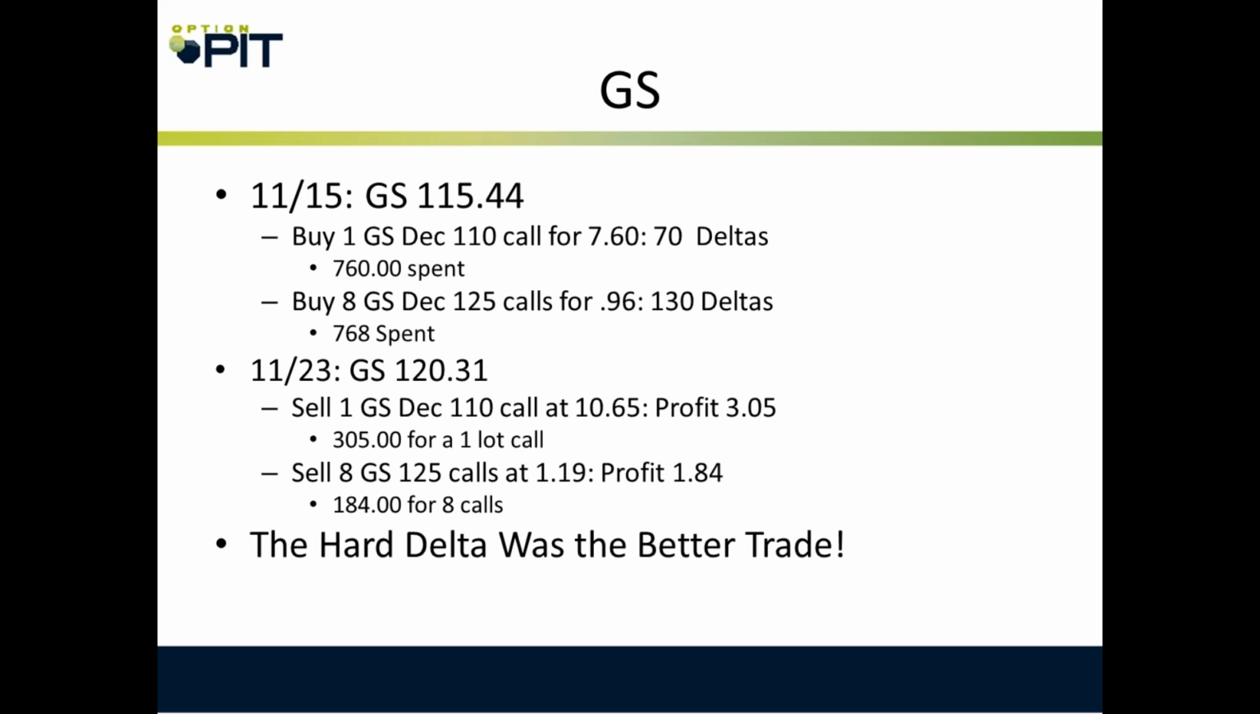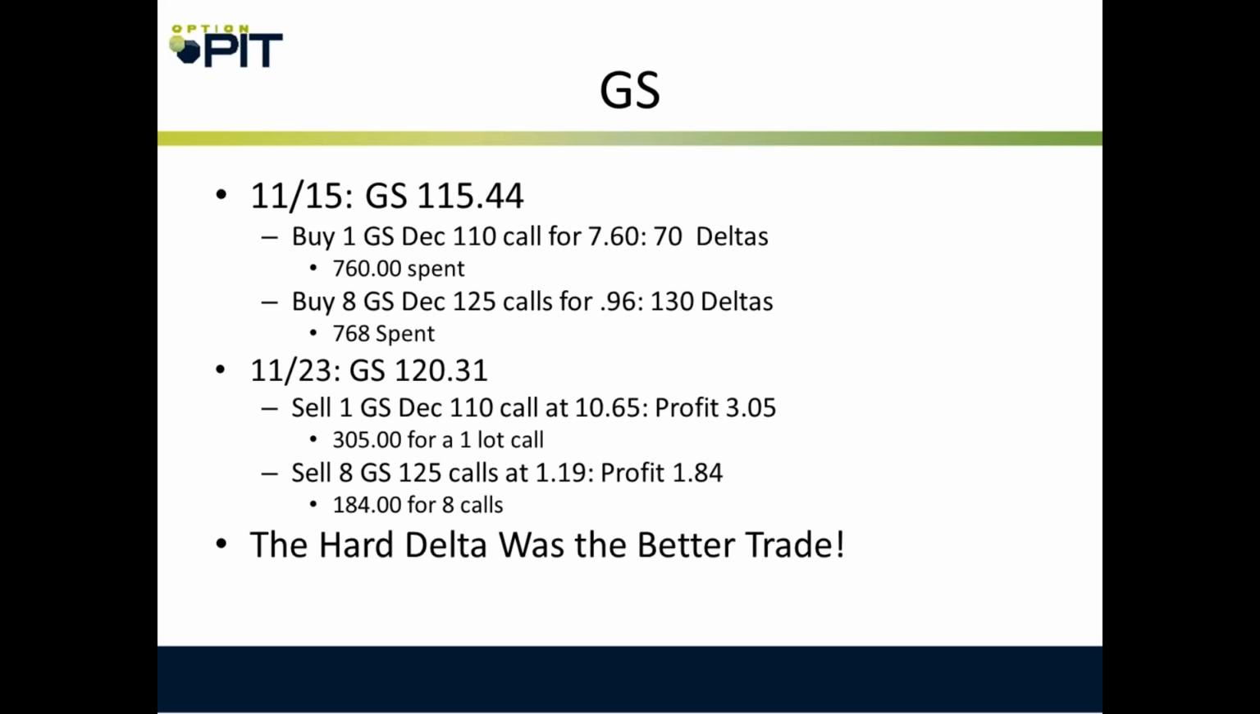Well, if I sell my 110 call at $10.65, I make a $3.05 profit. That's $305 for one call. Hey, that's almost 50%. That's not bad. When I sell my 8 Goldman Sachs 125 calls at $1.19, I make 23 cents times 8, so I make $184 on 8 calls. So would I rather spend $760 and make $305, or spend $768 and make $184?